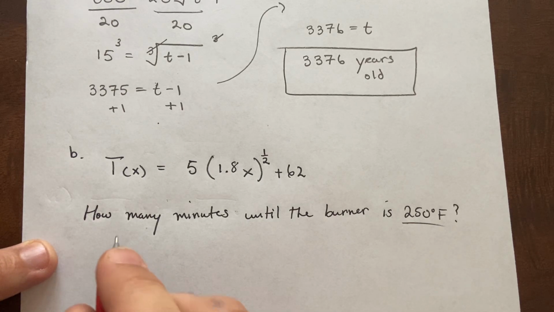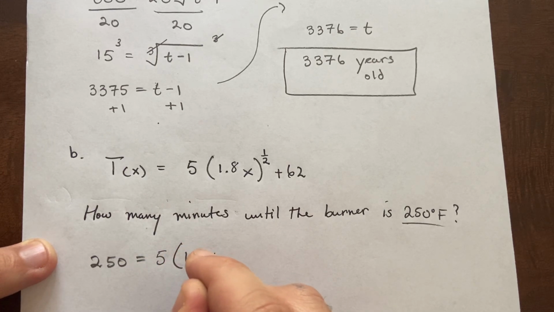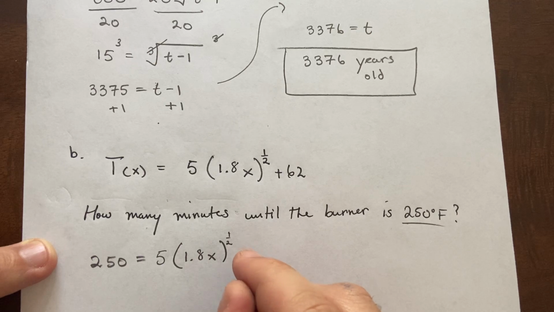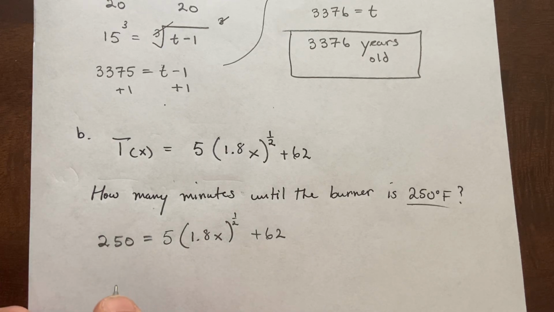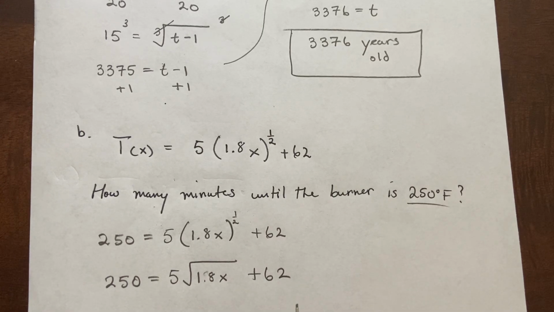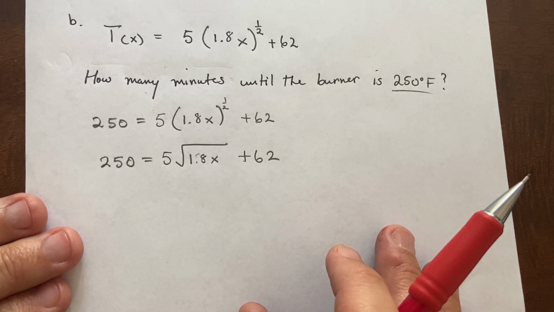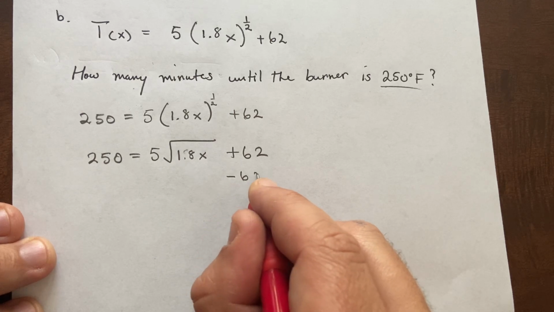Okay, so 250 equals 5 times 1.8x raised to the 1/2 power plus 62. If you want, you can think of the 1/2 power as a square root. So it would be totally equivalent to write this. All right, the 1/2 power, same as the square root. I still have the 62. So again, just like the previous couple, we want to isolate the root. Right, in this case, I'm going to use a square. So subtract 62.